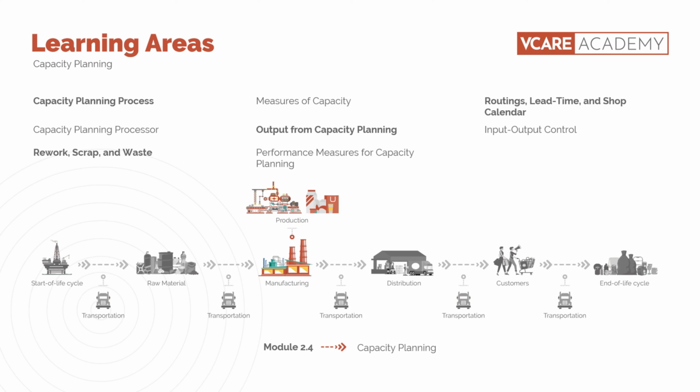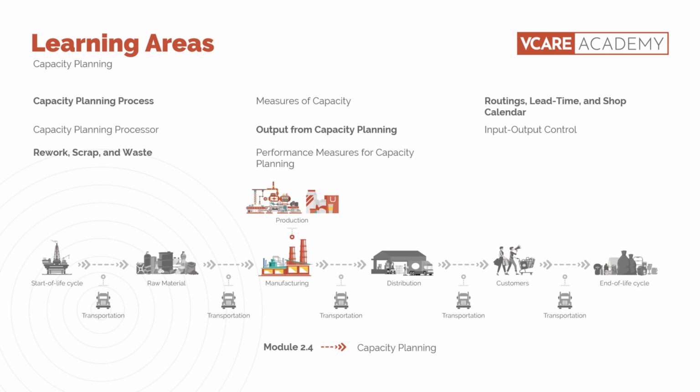One of the most important things when it comes to capacity planning are the routings and the lead times and the shop calendars, which we'll discuss. We'll discuss the capacity planning processor, the outputs from the capacity planning process, and then we'll talk about input and output control, which is on the factory floor, and then finish up with rework, scrap and waste, and how does this affect capacity planning, and then some performance measurements for capacity planning.